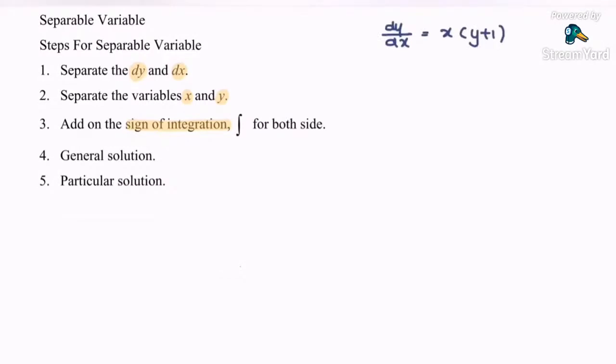So, here we have the first order differential equation. Step number 1, separate the dy dx, meaning that we have dy equals to dx. Second step, separate the variable x and y. So, kindly refer to this part. For the x should be on the right and the y plus 1 must be on the left. Refer to the dy and dx. So, in here, we will have 1 over y plus 1. Here we will have x. Third step, add on the sign of integration for both sides.